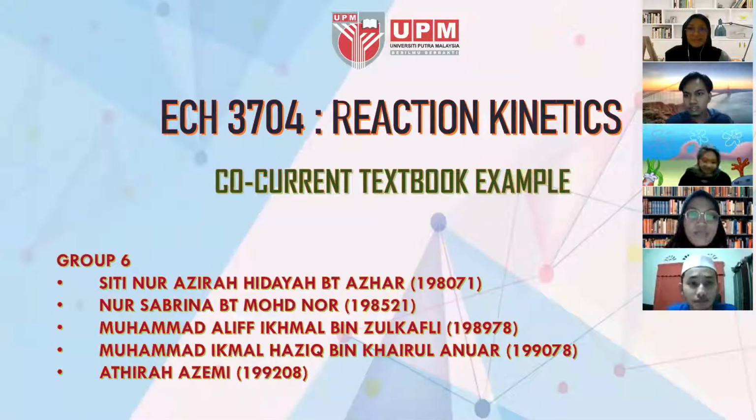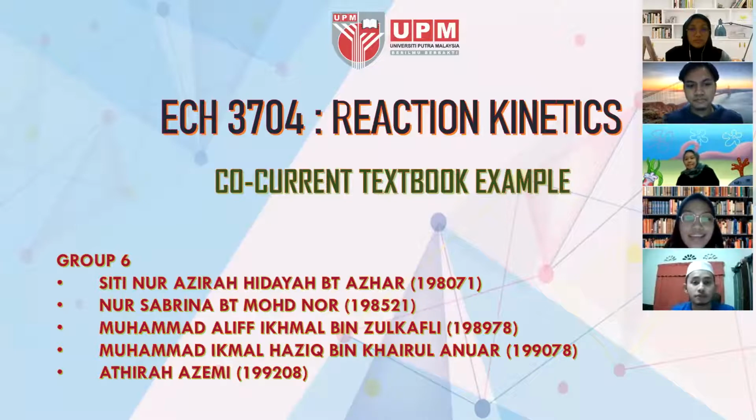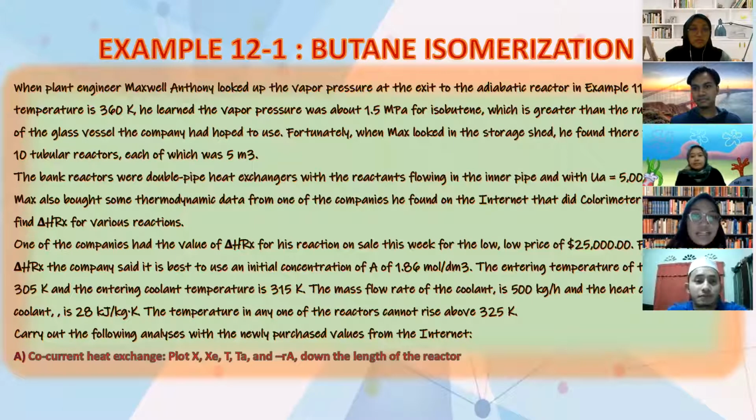We are from group 6. We'll explain about the co-current example from the textbook. Next slide. Okay, the example is for the butane isomerization.